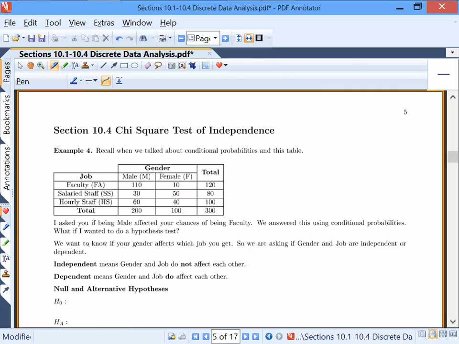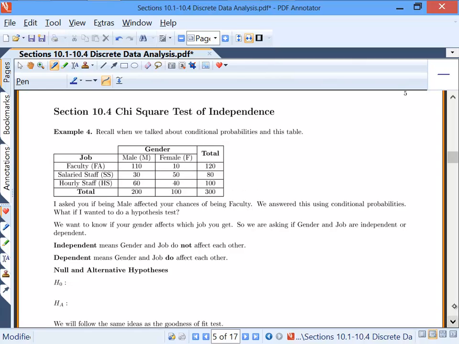Now independent means that gender and job do not affect each other. Dependent means gender and job do affect each other. Which one do you think might be our null hypothesis? What would be kind of like the status quo here? Okay, that they don't affect each other. It's kind of the whole innocent until proven guilty here. They'd be innocent if the gender and job don't affect each other.